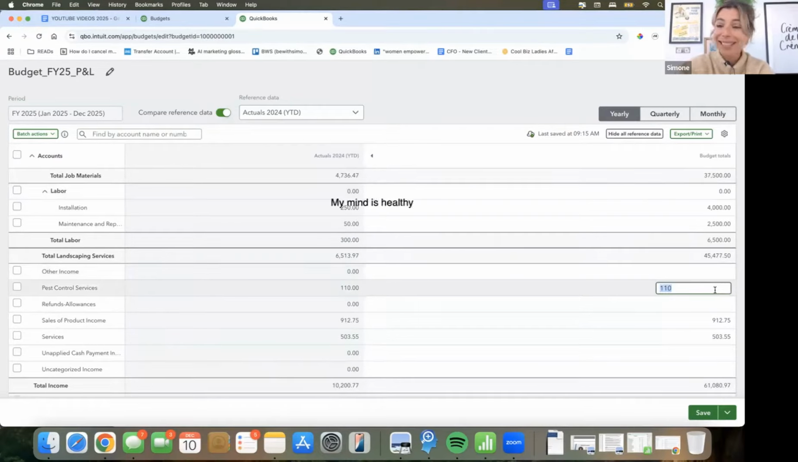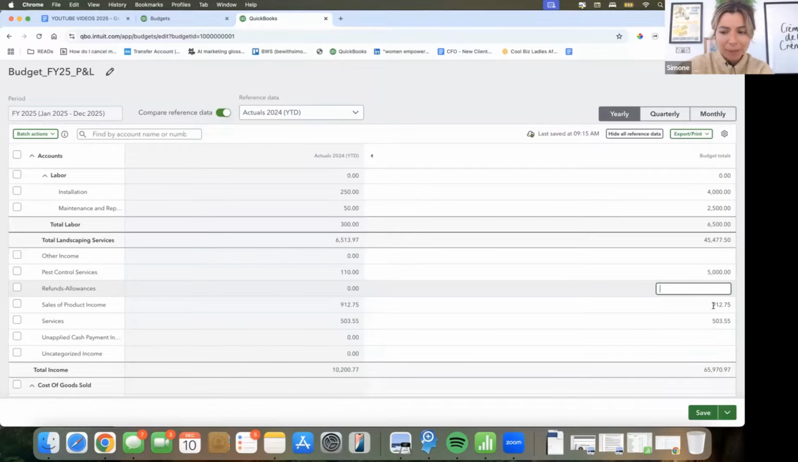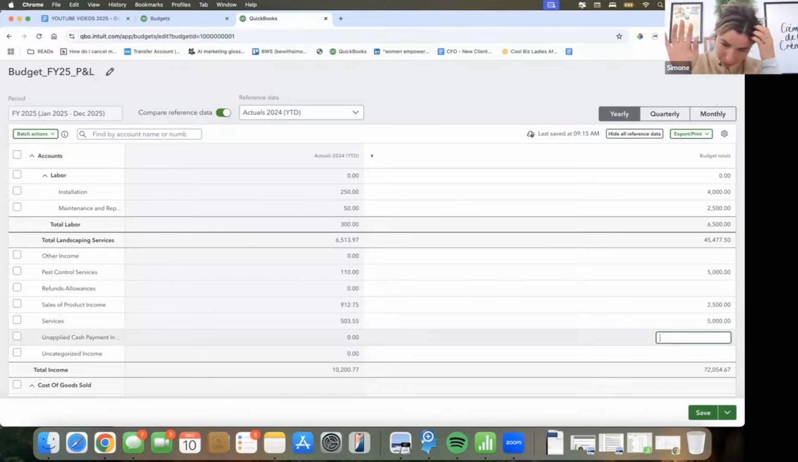Pest control services, let's say there's a lot, 5,000. Sales of product income, let's say we're selling a lot of landscaping stuff, and then other services, 5,000. Now, what I don't like about this, and this is a sample file, right? This does not help me make decisions.